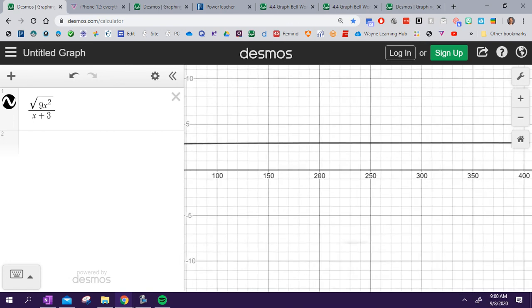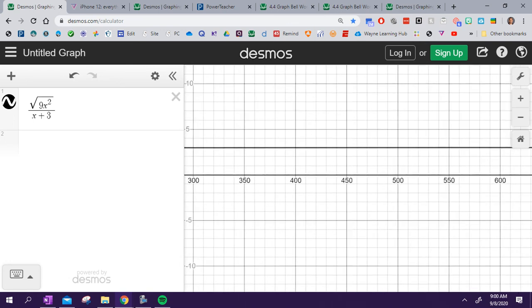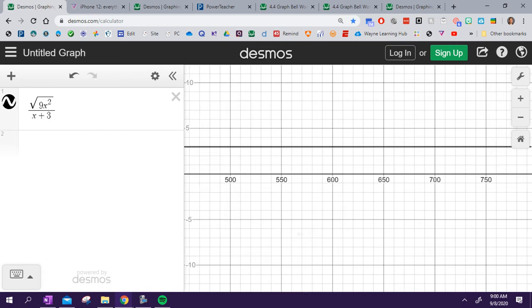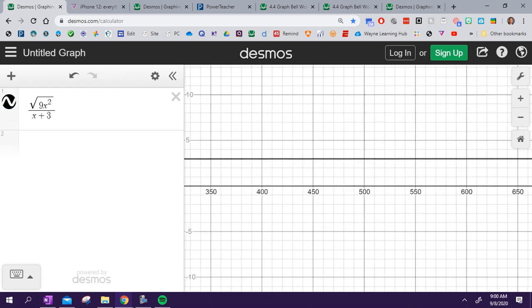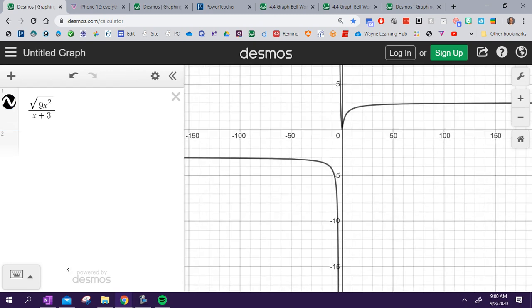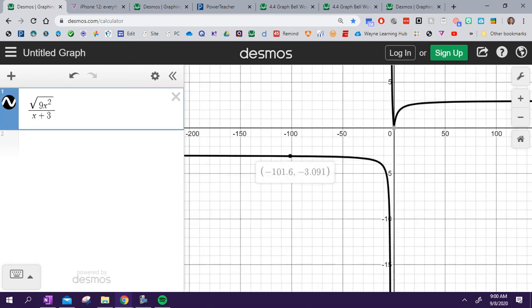As I go further and further to the right, does it look like I'm approaching a single number? Yeah, what number am I getting closer and closer to? 3. I'm getting closer and closer to 3. I'm at 795. That number's not moving at all. As I go this way, what number am I getting closer and closer to? -3. So that graph has two horizontal asymptotes. Because one way I'm approaching 3, the other way I'm approaching -3. That's perfectly fine. You can do that. It's just what are you approaching as you work left to right? That's what we're looking at more than anything else.